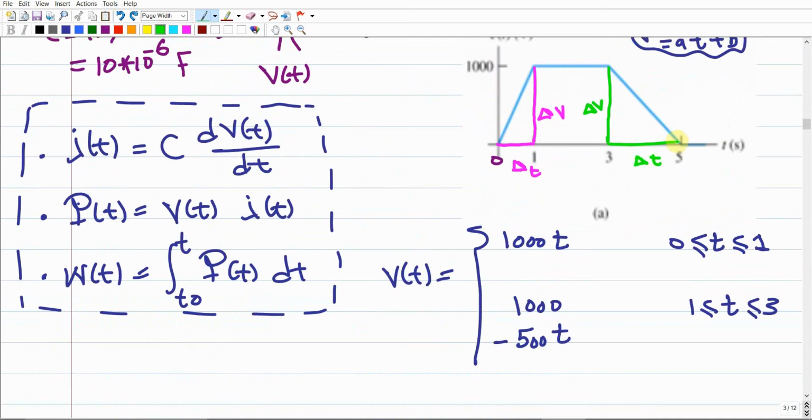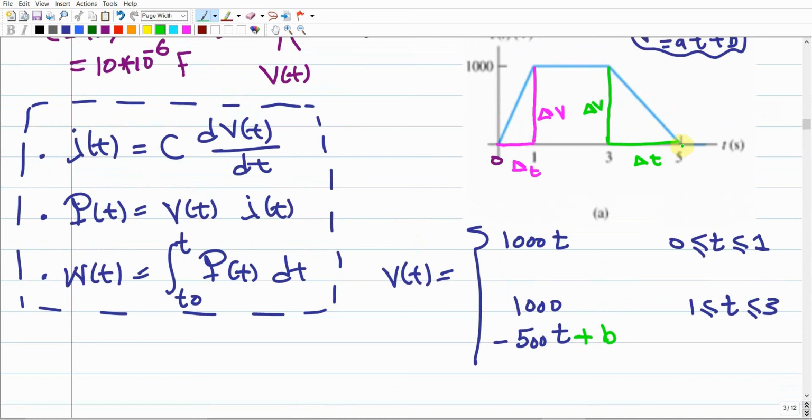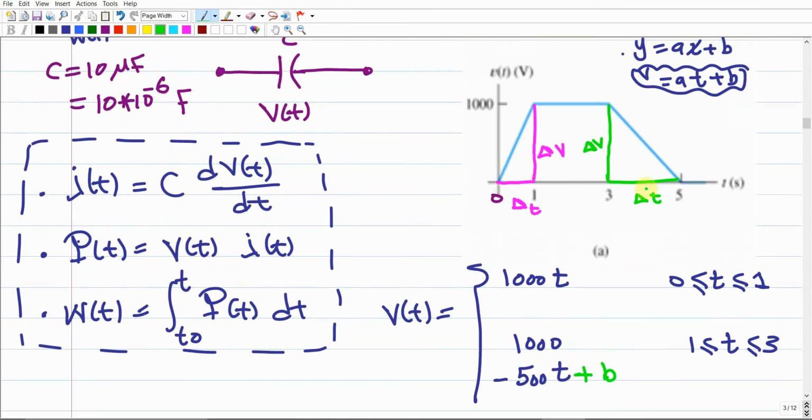If we substitute for the time equals 0 within this function, it means that there should be some plus b within this region, right? We are seeking the value for b. So if you plug t equals 5 into this equation, the value of the voltage should be 0, right? For example, at t equals 3, the voltage is 1000. At t equals 4, it's going to be like 500. At t equals 5, it should be 0.